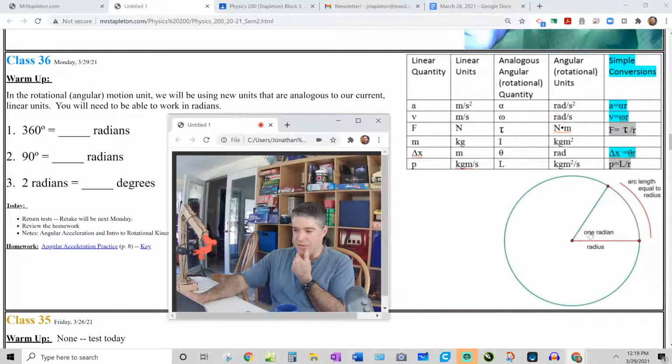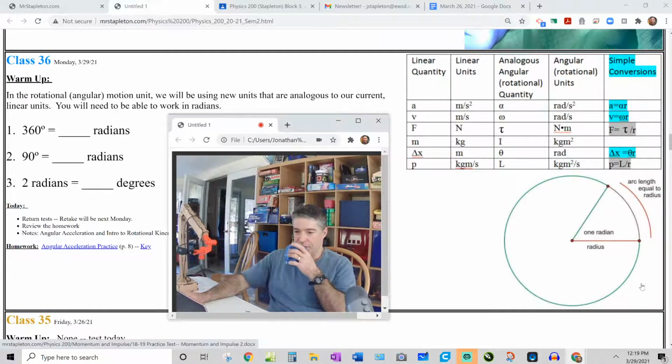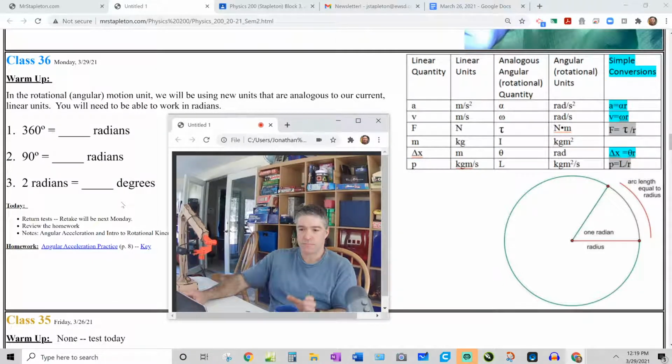2 radians is how many degrees? So this is 1 radian. Think about that one for a second. And on that one, I will want to see if somebody can give me an answer for that. Okay, does anybody have an answer? Raise your hand if you know how many degrees this would be.